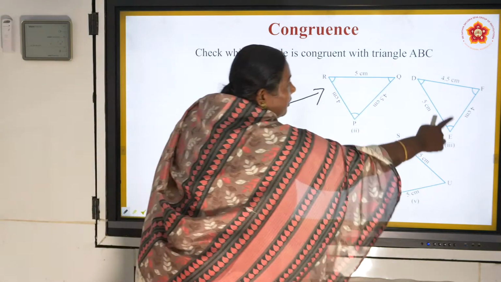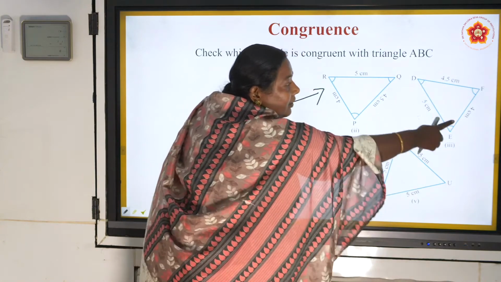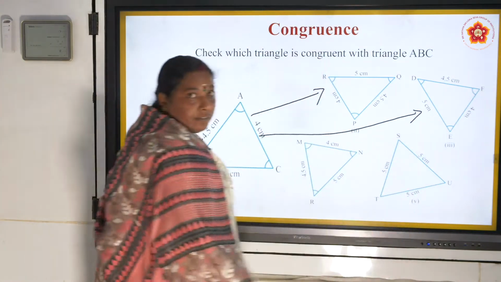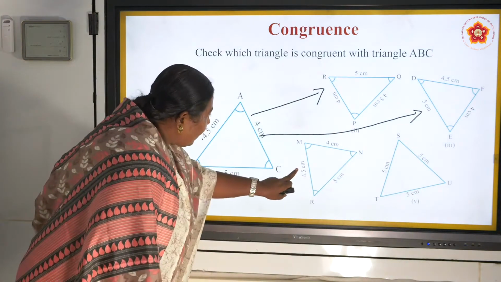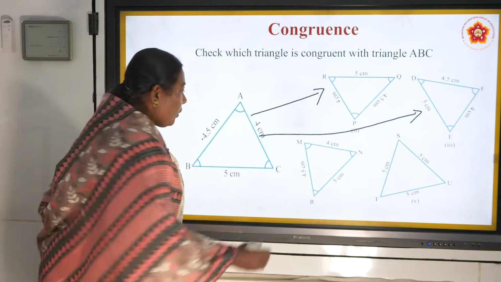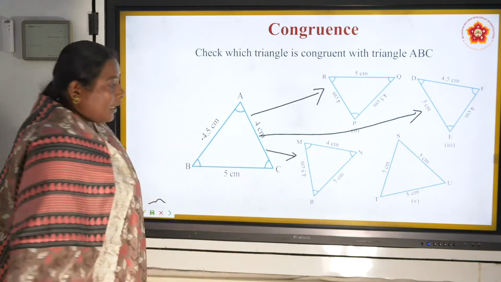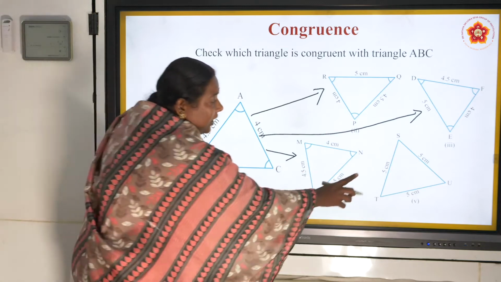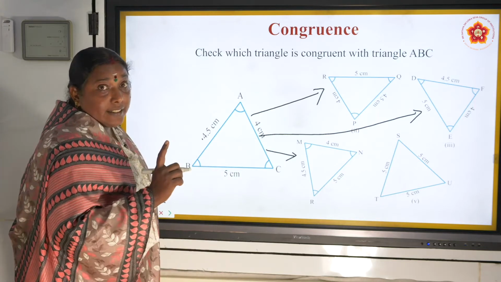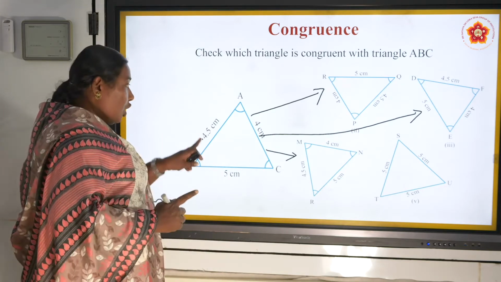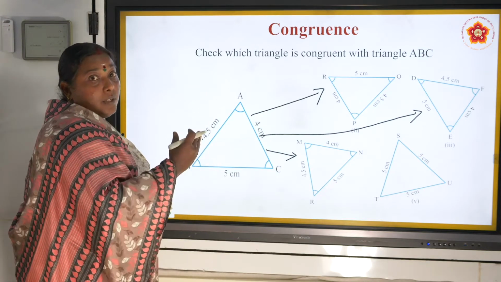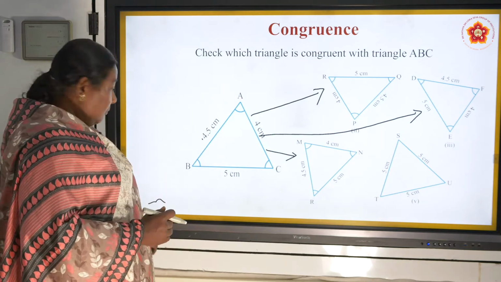Next let us see here. 4.5, left side is 5, right side is 4. So I can relate ABC with DEF. Okay. Next, here 4.5, left side 4 and 5. So I can relate M and R also. Let us see here. Here 5, 5, 5. It is not related. Here 5 is there, but we cannot relate them because the other two sides are not equal to 4.5 and 4. Now I think you understood what is the congruence we are talking about. I think we can move on to the next.